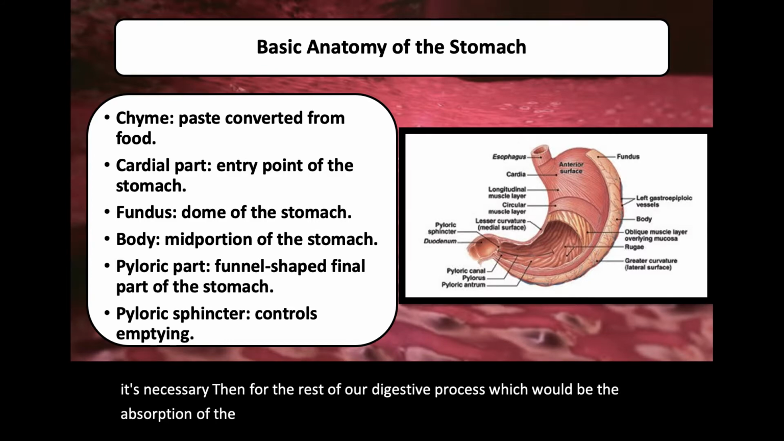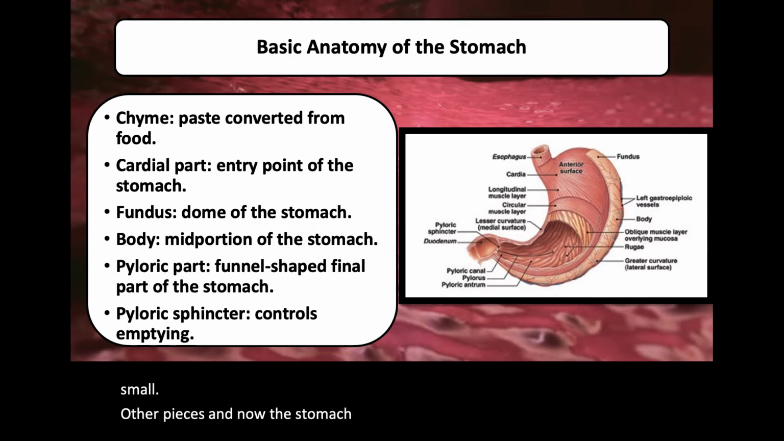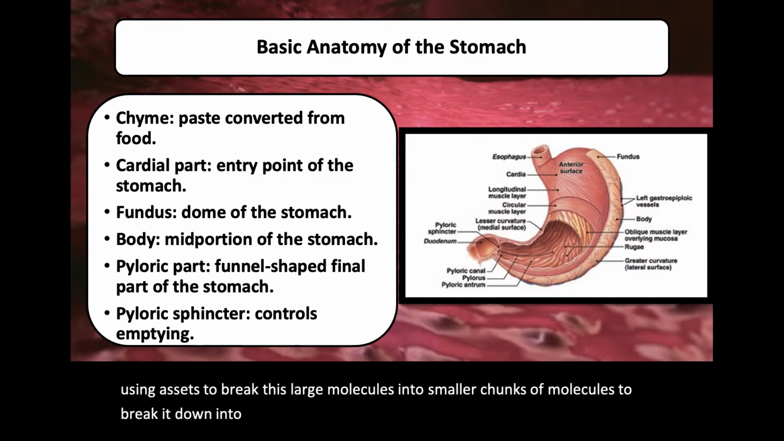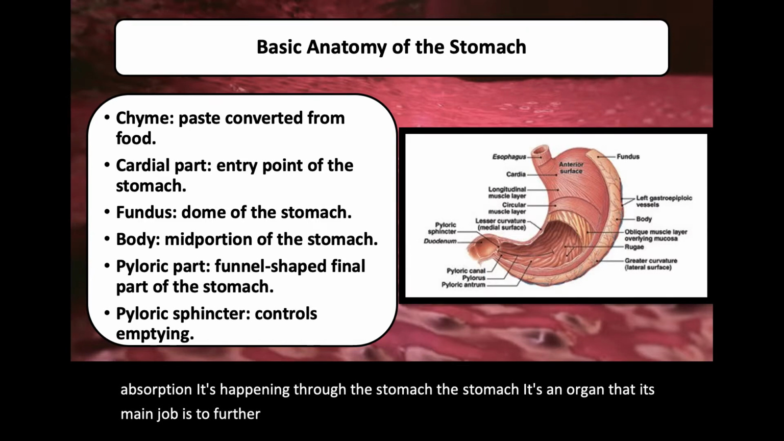Up to this point, what we have done with food in the process of digestion is, first of all, break it down into smaller pieces, and now the stomach is going to break this down further using acids to break these large molecules into smaller chunks, down to glucose, proteins, amino acids, and fats. Very important: no absorption is happening through the stomach. The stomach is an organ whose main job is to further break down the food.